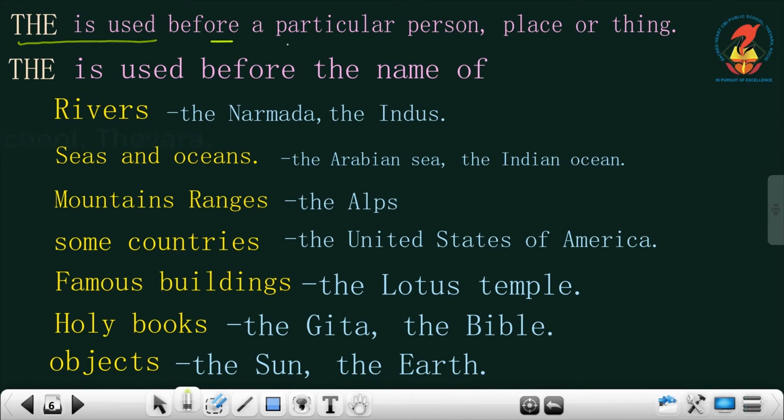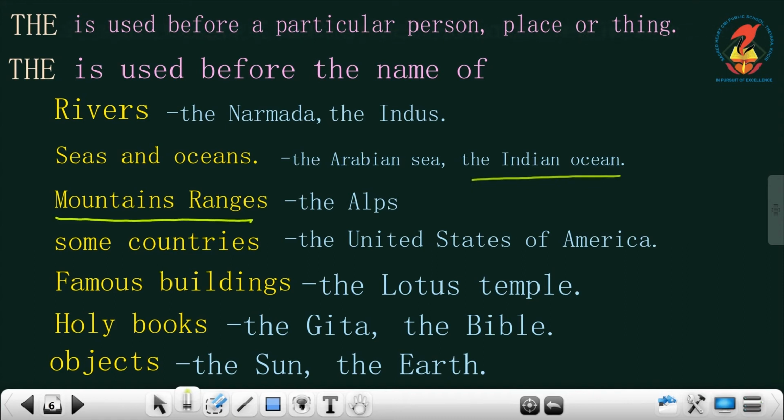Article the is used before a particular person, place or thing. It is used before the name of rivers. Example, the Narmada, the Indus. The is used before seas and oceans. Example, the Arabian Sea, the Indian Ocean.